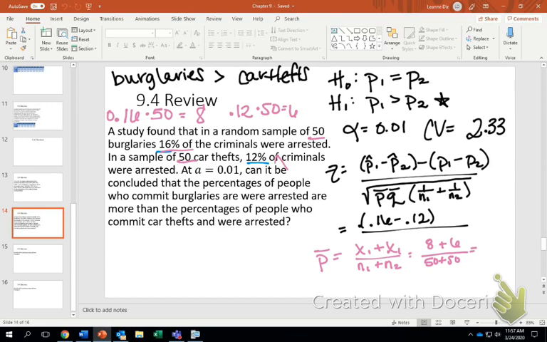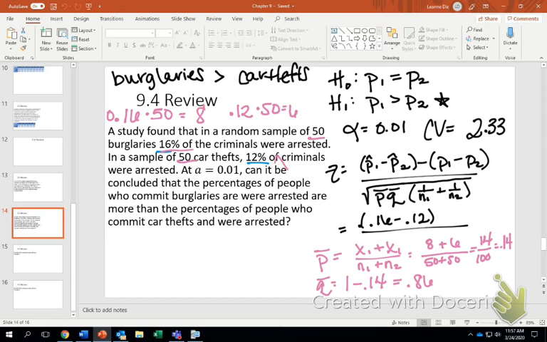8 plus 6 is going to give me 14 over 100. Therefore, my p-bar is 0.14, and my q-bar is the complement of that, 1 minus 0.14, which is going to equal 0.86. All right, now that I have all of that, I can go back to my calculations up here, and I can plug all that in.